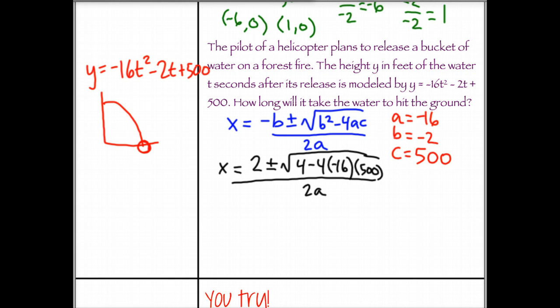So now what I want to do is simplify what we're working with. So we have x is equal to, oh, I didn't even plug in a over here. Well, let's do it now. Negative 16. Perfect. We have 2 plus or minus the square root of 4. And now I'm going to pause so I can do some calculations.